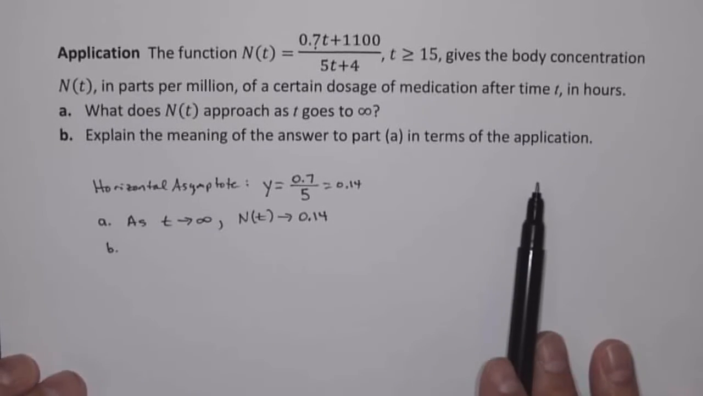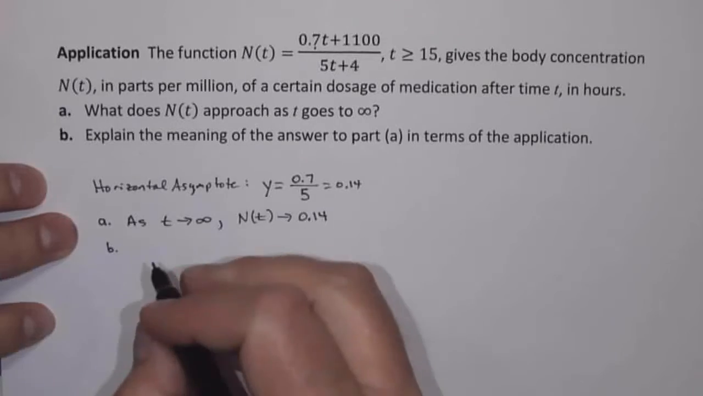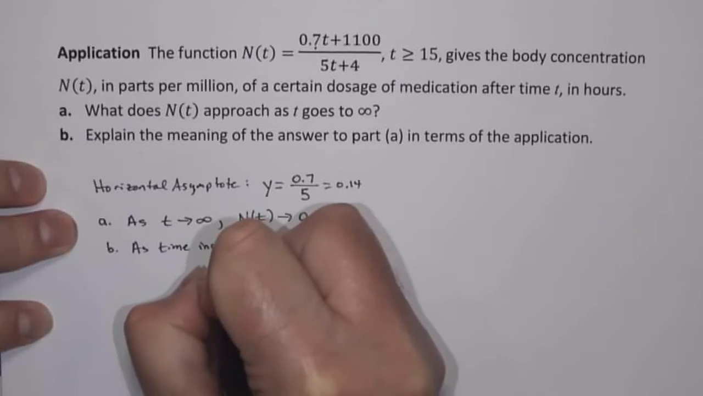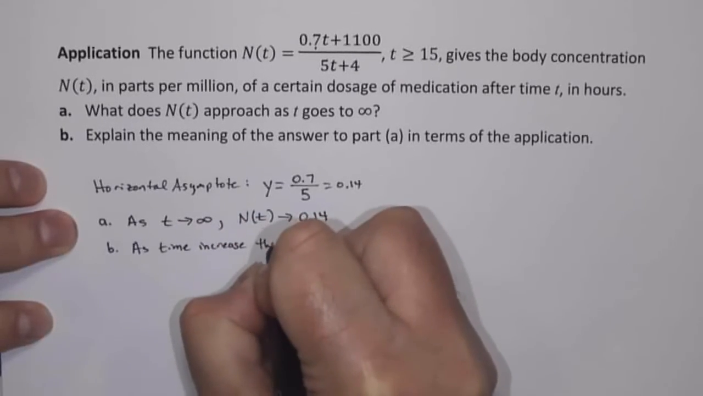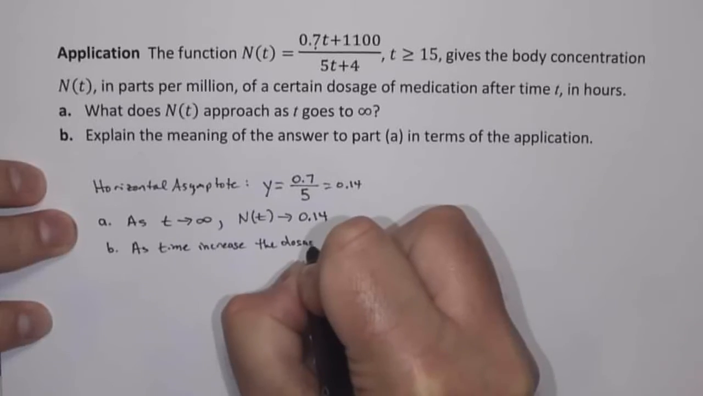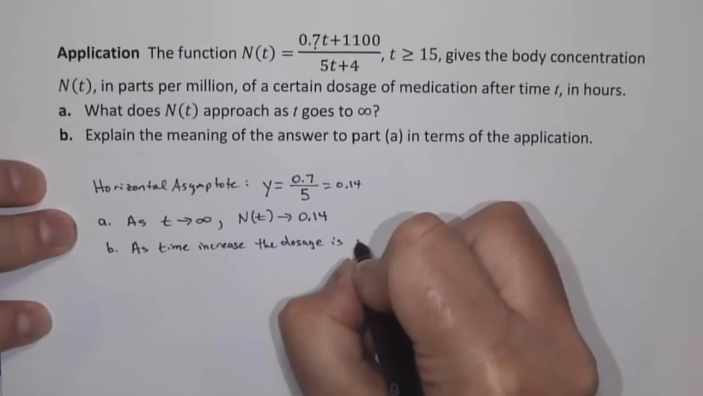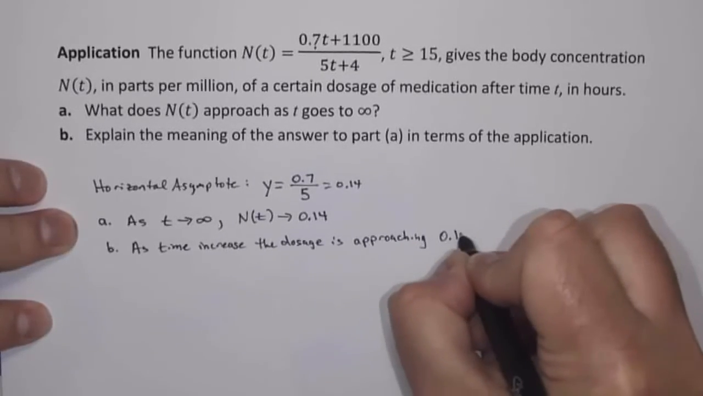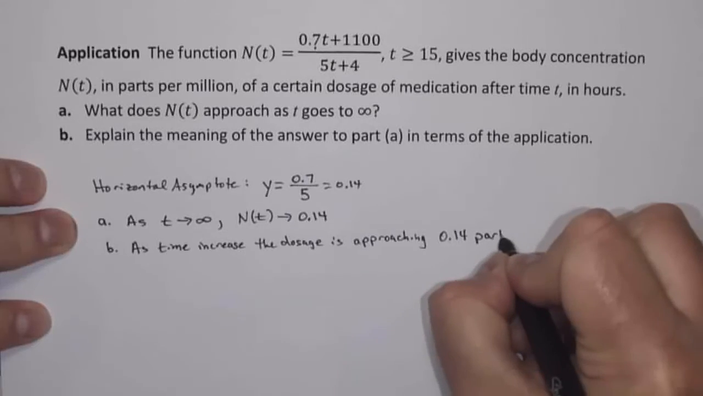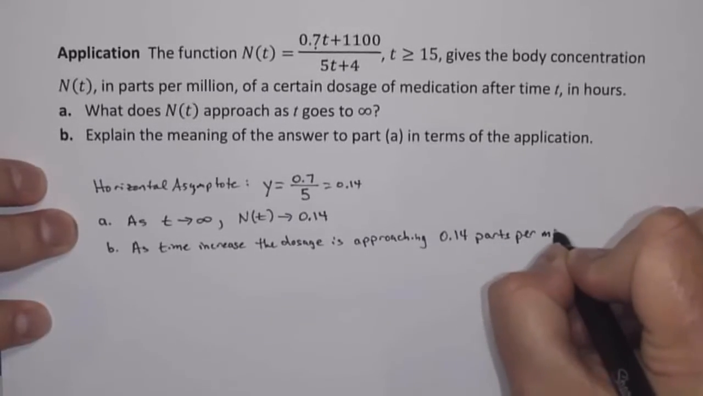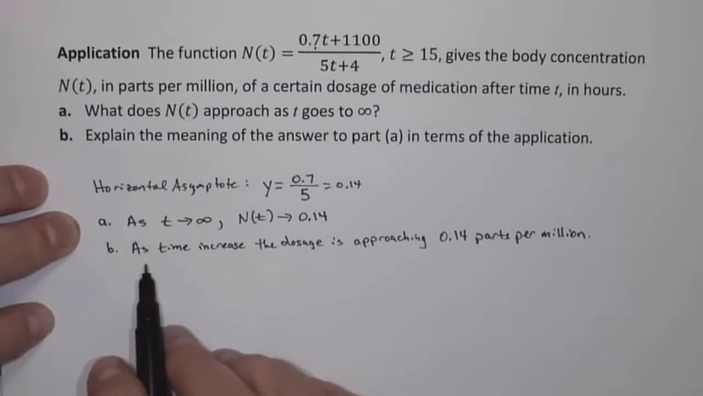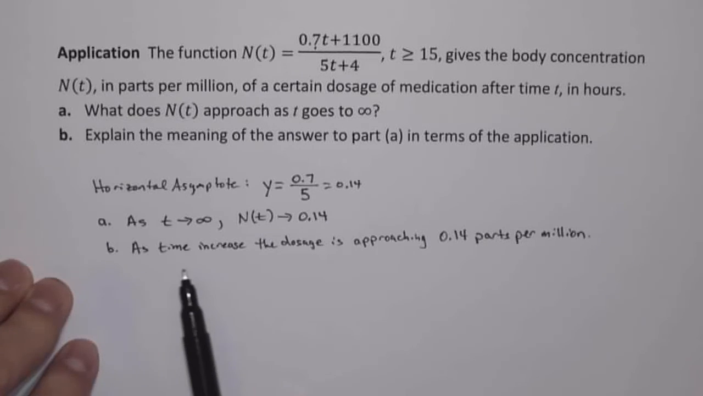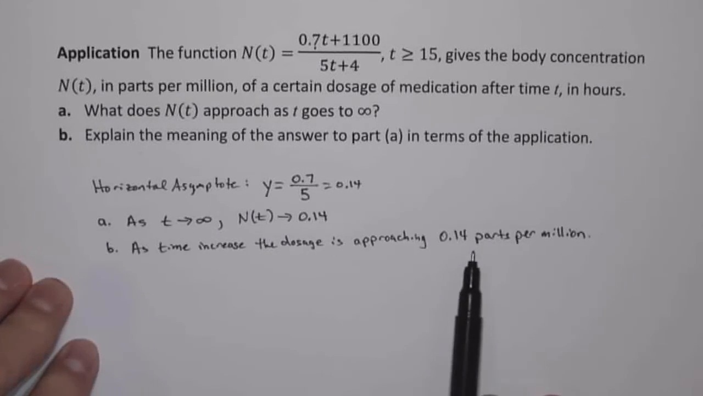So the meaning of the answer to part A in terms of this application: as time increases, the dosage is approaching 0.14 parts per million. So as we go by hours and hours, a large number of hours, the dosage of the medication is approaching 0.14 parts per million.